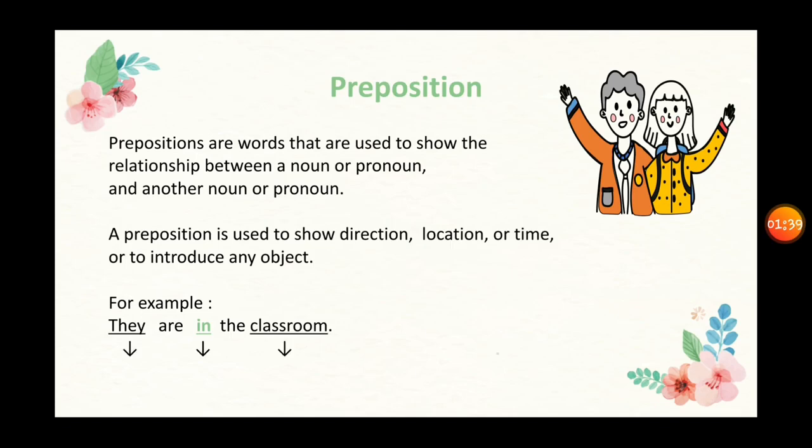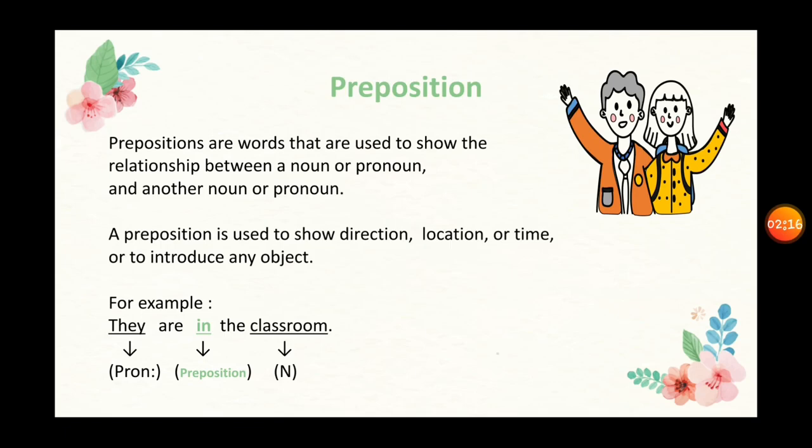Here, they is a pronoun, are is a verb, in is the preposition, the is an article, and classroom is a noun. So, in is here, you can see the underlined words. The one in green color is the preposition, and they is the pronoun and classroom is the noun. Now, this preposition is making the relationship between they and classroom, where they are in the classroom. It's a preposition of place. In is here used as a preposition of place.